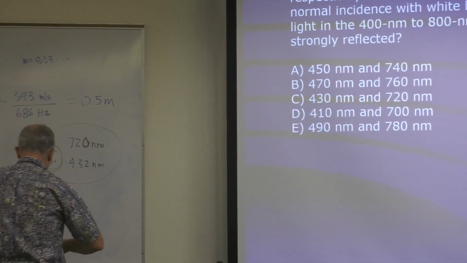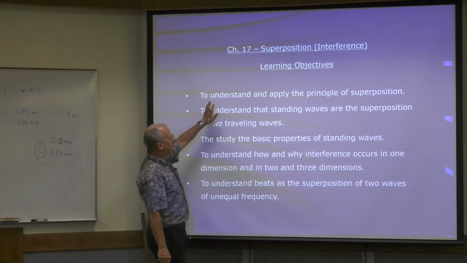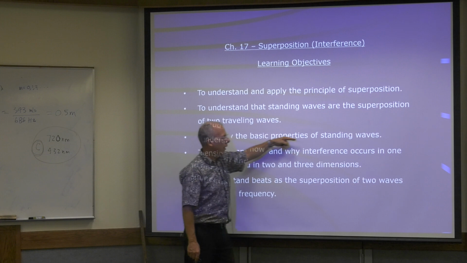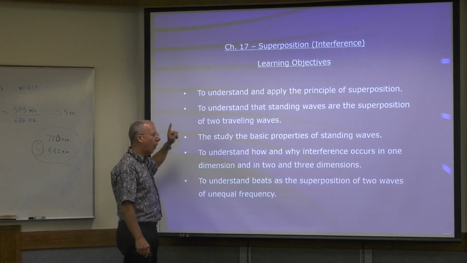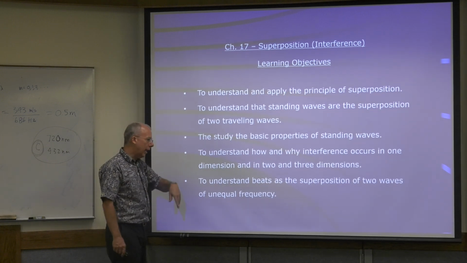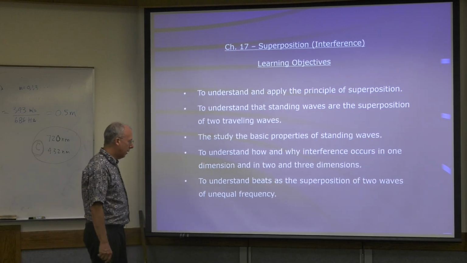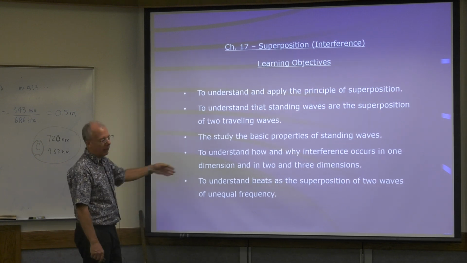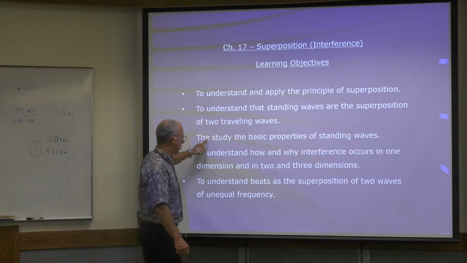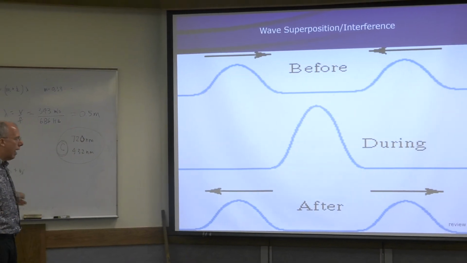All right, this is what we did. We hopefully understand and apply the principle of superposition. Standing waves are the superposition of two traveling waves, right? One wave goes this way, reflects, comes back. At certain frequencies only, you get standing waves, which are not traveling waves. We studied the properties of standing waves in gory detail. We figured out where the nodes and the antinodes are, and the frequencies. We talked about interference in 2 and 3 dimensions. We did sound waves, columns of air. We learned about standing waves in columns of air. We did transverse waves and longitudinal waves. And then beats, superposition of two waves of unequal frequency.